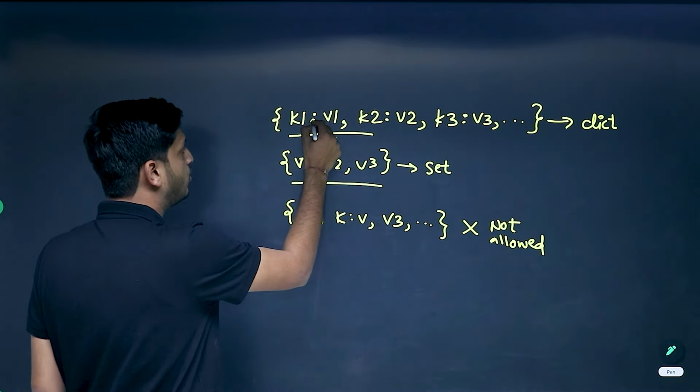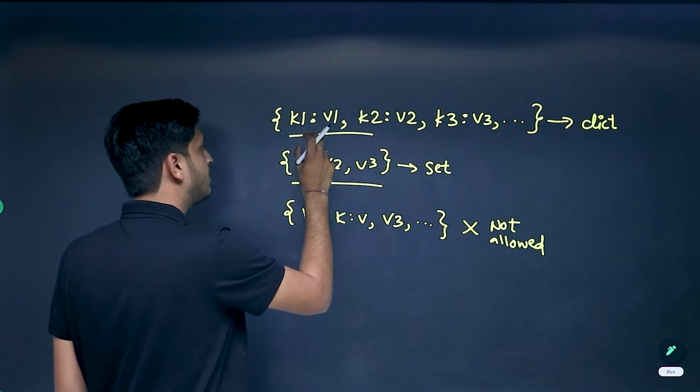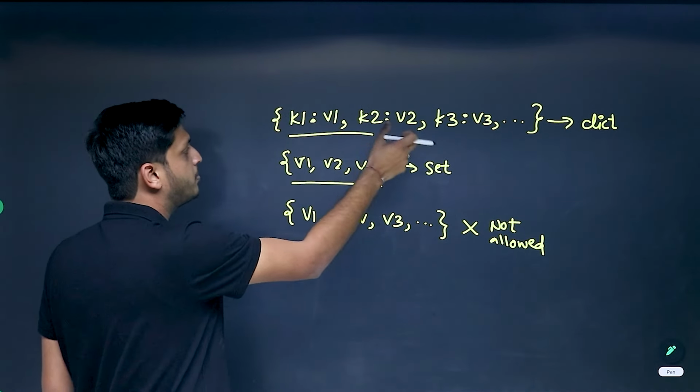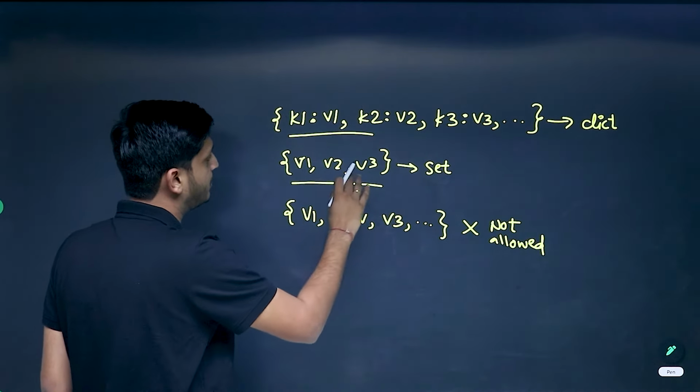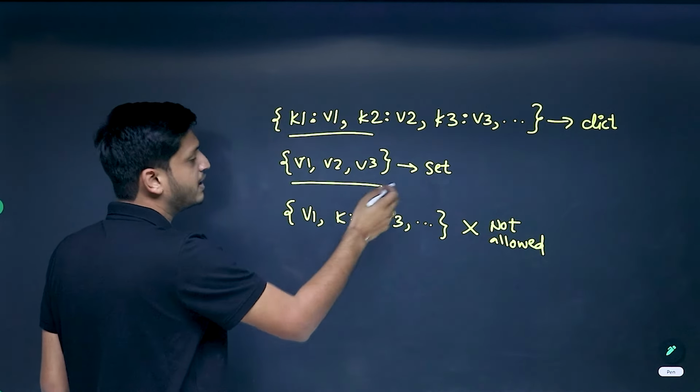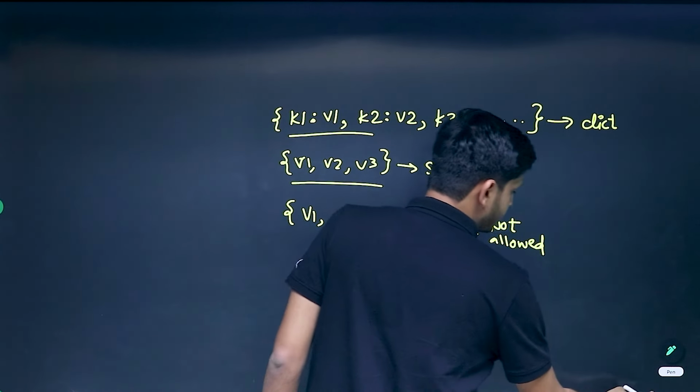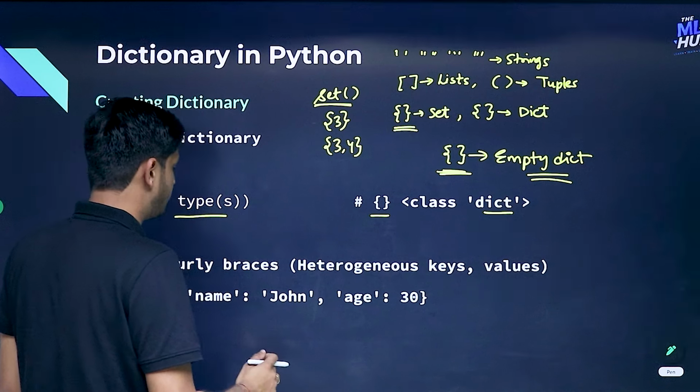If you write colons in comma separated values, it will automatically understand that you are writing key value pairs and you are creating a dictionary. And if you are not writing colons, just comma separated values, the compiler will understand you are creating a set. Okay. So this is how a dictionary is created. Here we have an example.